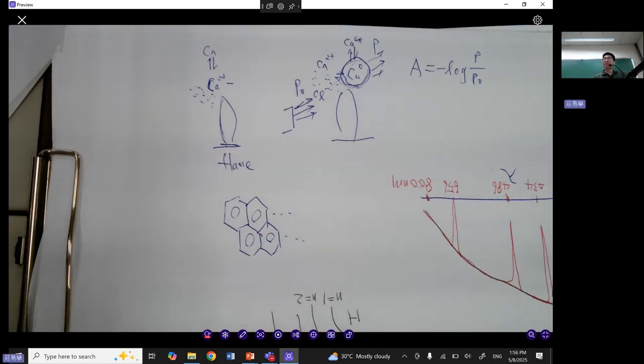So before I go ahead, in the case of FAA, when you want to have a flame in the laboratory, how do we generate a flame in a machine?